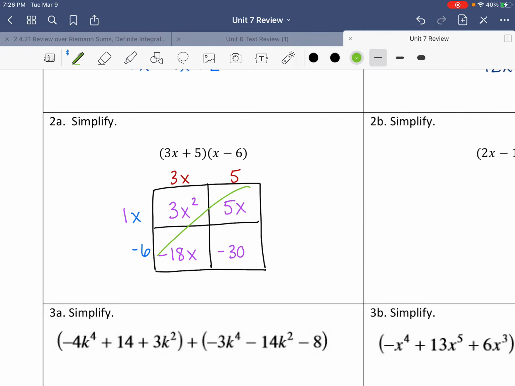And I'm going to go ahead and look at this diagonal. Those should be like terms, which they are. So we can go ahead and write our final answer: 3x squared. I'm going to combine the two on the diagonal. So negative 18x plus 5x is negative 13x minus 30.